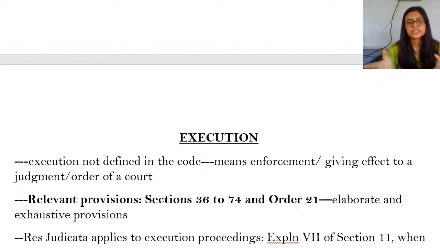Now, you remember when we were studying section 11, there Explanation 7 was there saying that res judicata also applies to execution proceedings. You have to remember that because now you're studying execution in detail, so you need to fall back on all those provisions that you have read before and apply wherever that is needed. When an application is heard and finally decided, res judicata will apply. But when an execution application is dismissed on grounds of non-appearance of parties, etc., then res judicata won't apply.